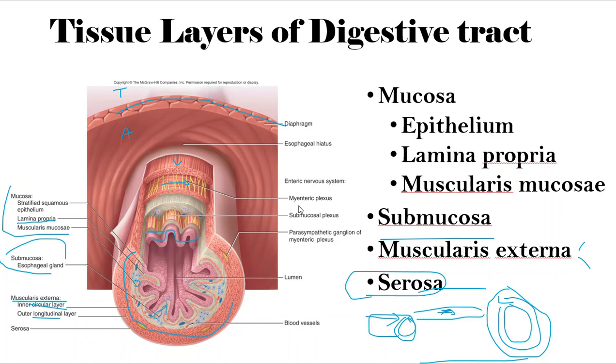There's a circular layer. Between these two, we have a layer of nerves. Muscles require nerves to activate them. This nervous system that's part of the GI tract is called the enteric nervous system. This particular one is between the two layers of the muscularis externa. It's called the myenteric plexus. Now, between the submucosa and the muscularis mucosae, we've got another part of that nervous system called the submucosal plexus. It's just nerves. You can see them, the yellow right there.